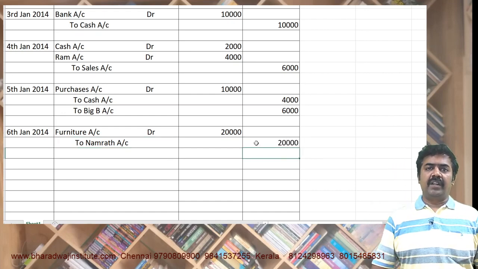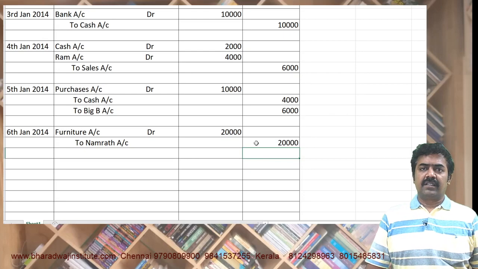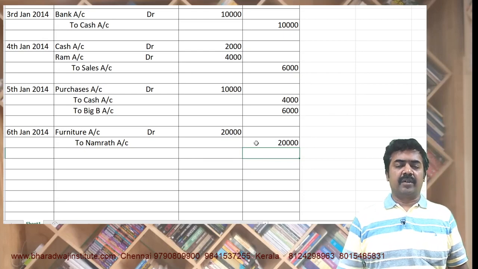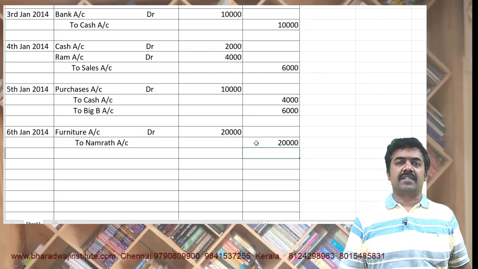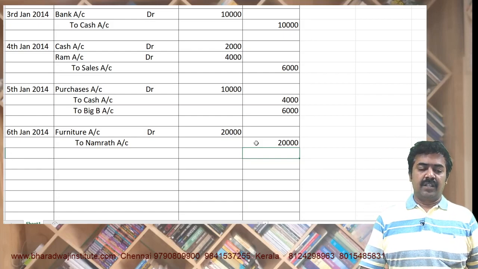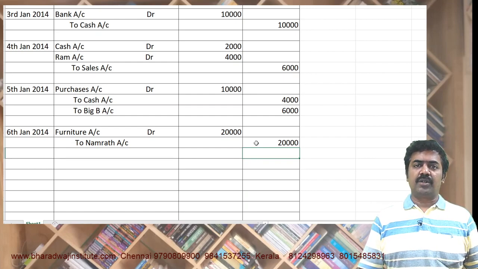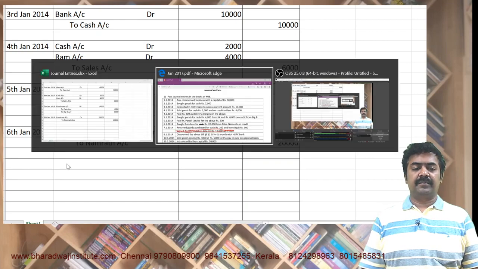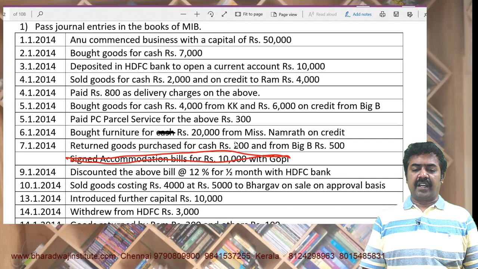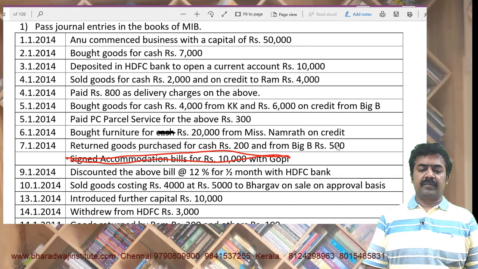Okay, why are we debiting furniture here? It is not specified that he is purchasing and selling furniture. So furniture when you purchase, it's a fixed asset. Capital expenditure, we learnt, right? It's a long-term benefit. So debit furniture account, debtor to which account? Namrat account. Then returned goods purchased for cash and from Big B.